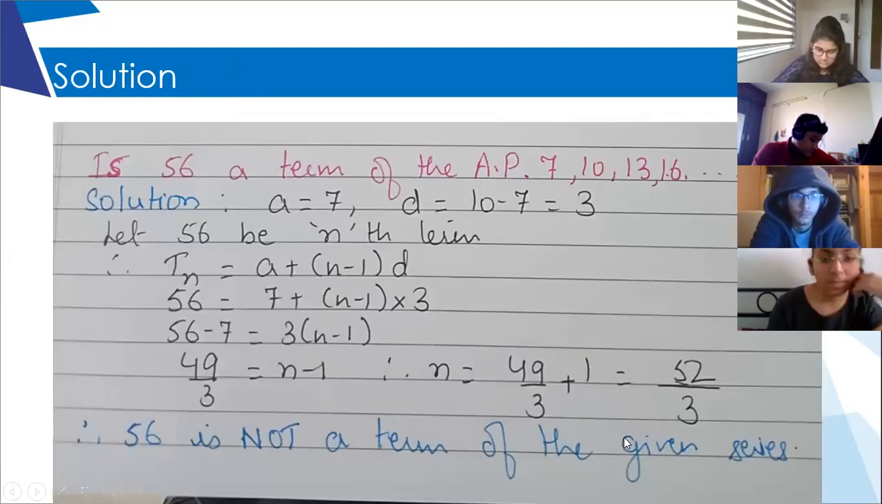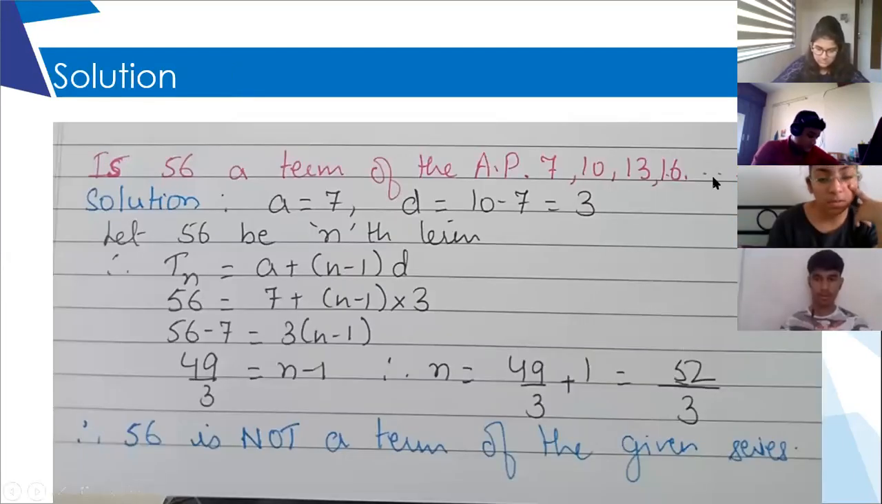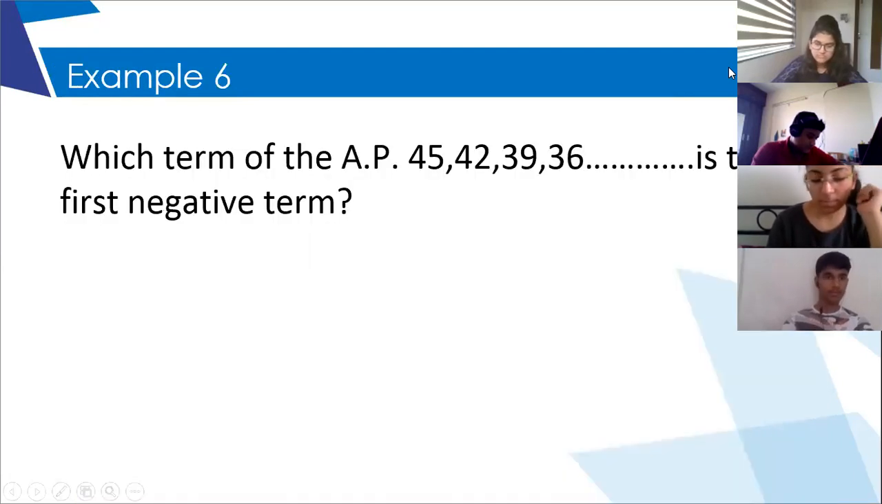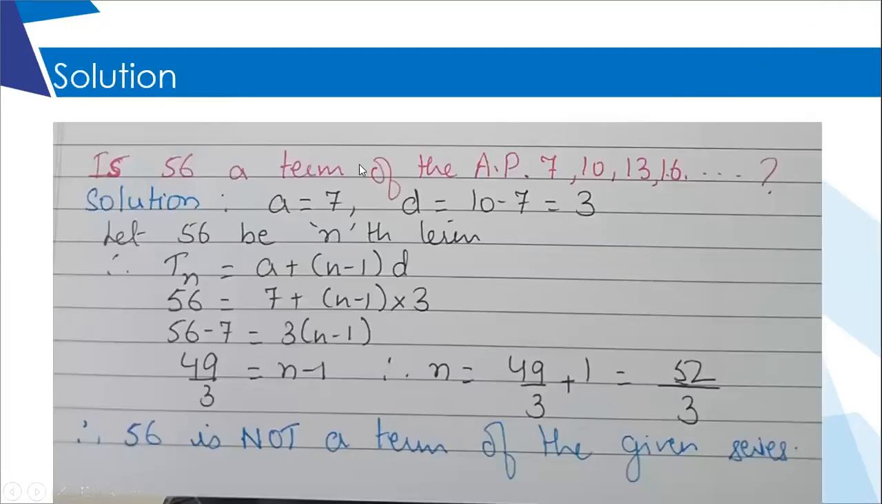Ma'am, I'm not understanding. Look here. Tn is equal to a plus n minus 1 into d. We will use the formula. Now look here. The question is asking whether 56 is there in the series or not. So you will write A, and you will write the value of D. They have already told you that it's an AP, so you will just find second term minus first term, which is 3. You will assume that 56 is sitting at the nth position. Apply the formula Tn is equal to A plus n minus 1 into D. 56 is equal to 7 plus n minus 1 into 3.